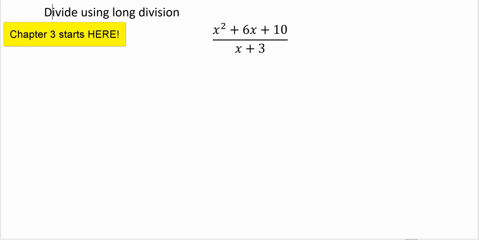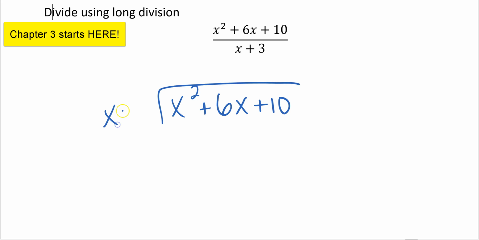To divide using long division, we're going to take the numerator and write that underneath the division box as the dividend. We're dividing by the denominator, which is x plus 3. So what you're going to do, you're going to take the leading term in the dividend and divide it by the leading term in the divisor. So we want to take x squared divided by x.